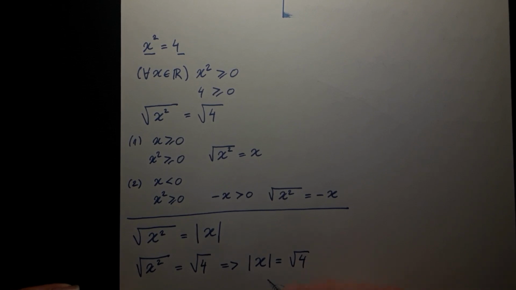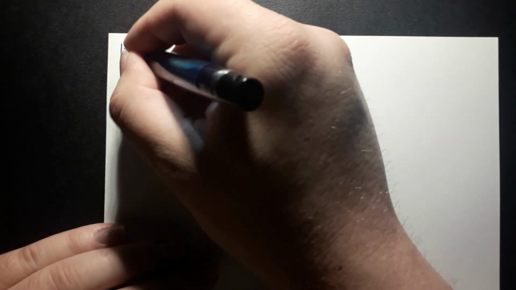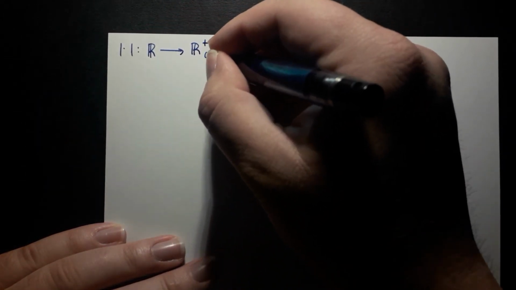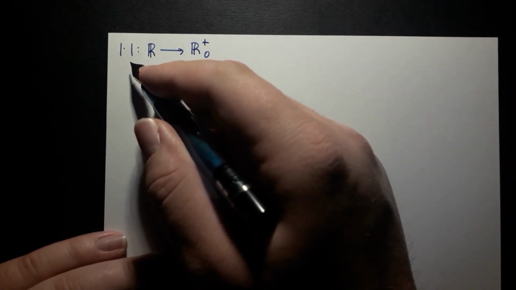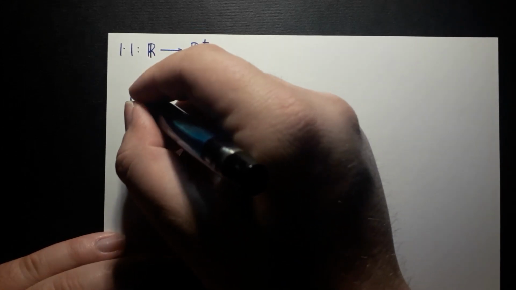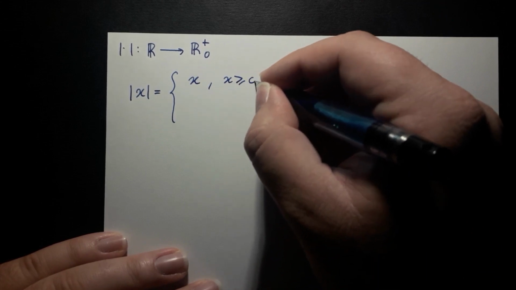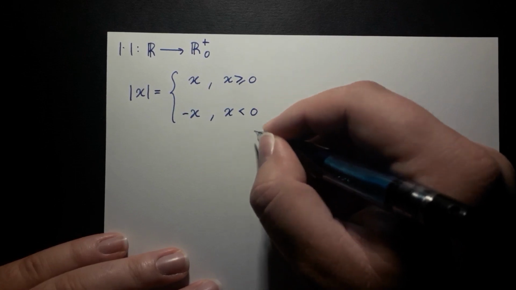We have already seen that the square root of 4 is equal to 2, and now combining these two statements, we get that the absolute value of x is equal to 2. Now, the absolute value function, which maps R to R positive including 0, is defined in the following manner. The absolute value of x is equal to x if x is larger or equal to 0, and negative x if x is smaller than 0.